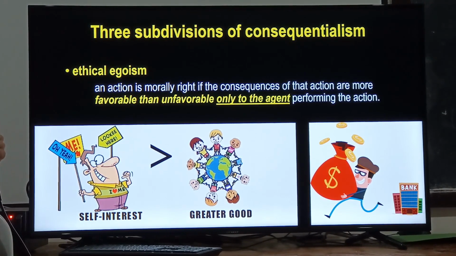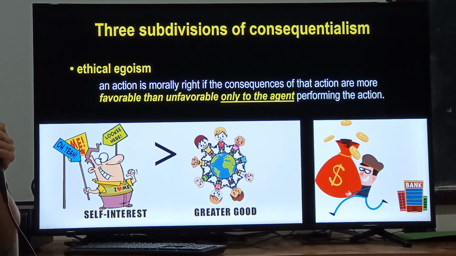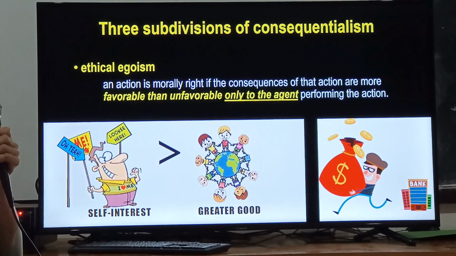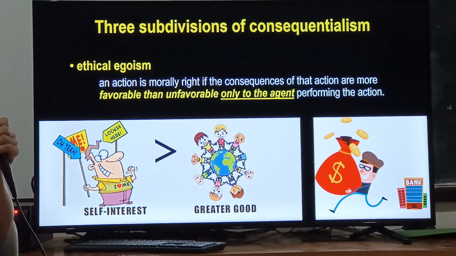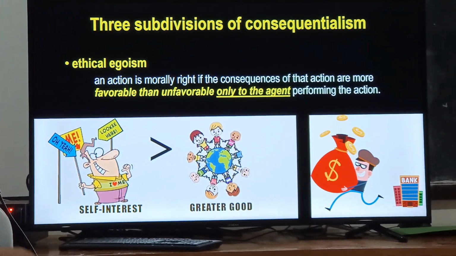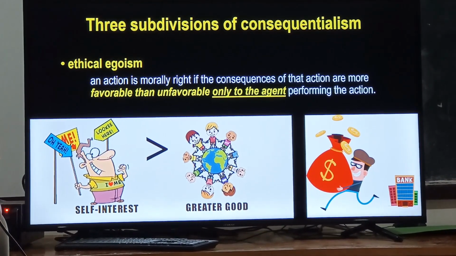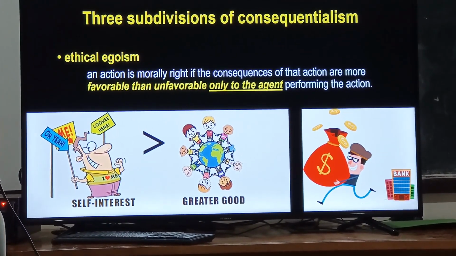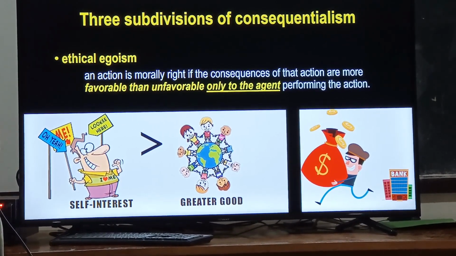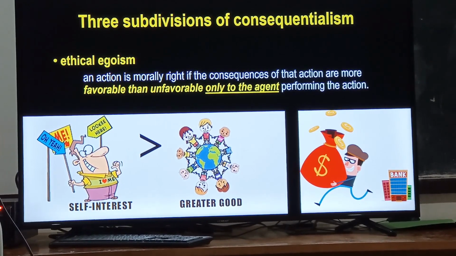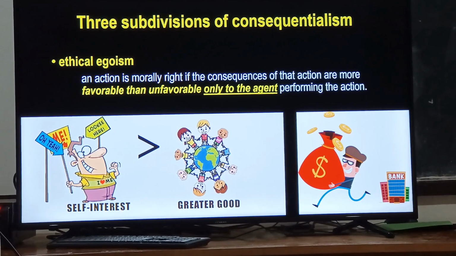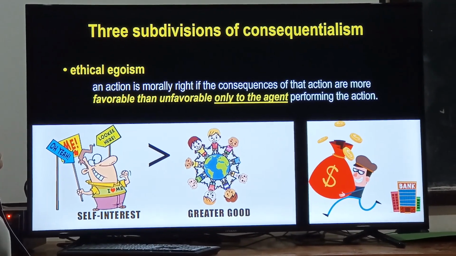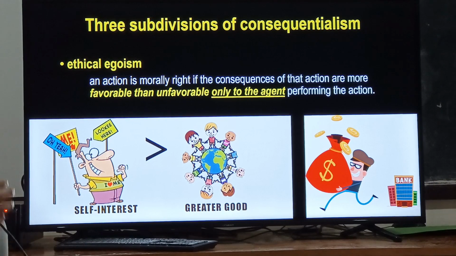In ethical egoism, an act becomes morally right if the consequences of the action are more favorable than unfavorable only to the agent performing the action. Now, going back to the example I gave a while ago about stealing money from the bank, obviously, it's only you who are benefited from that act. Hence, it can be categorized under ethical egoism, because only the agent, only you, are benefited from performing the action and no one else, while the rest of the people are not benefited at all.